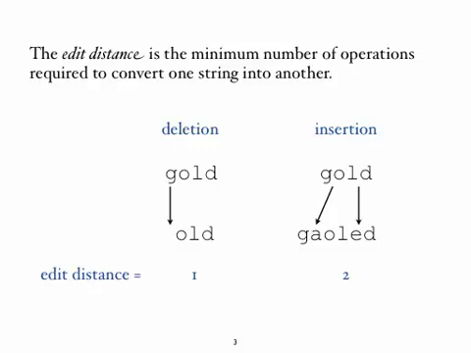If we wanted to change gold into jailed, we would have to insert the character A and insert the character E. These two insertions mean that the edit distance between those two strings is 2.